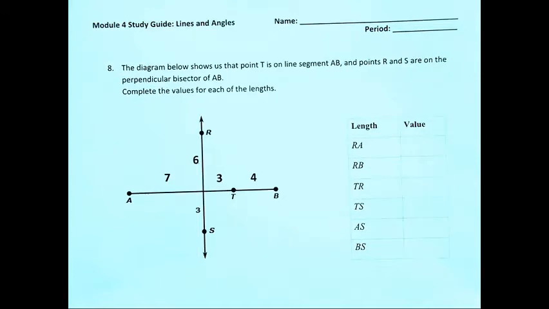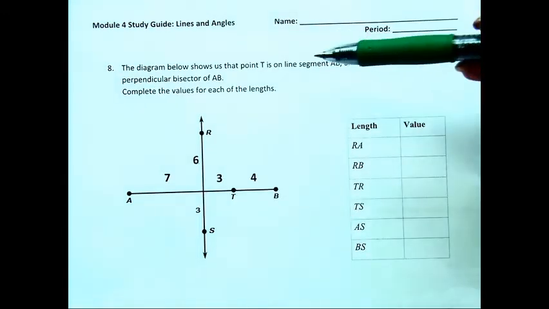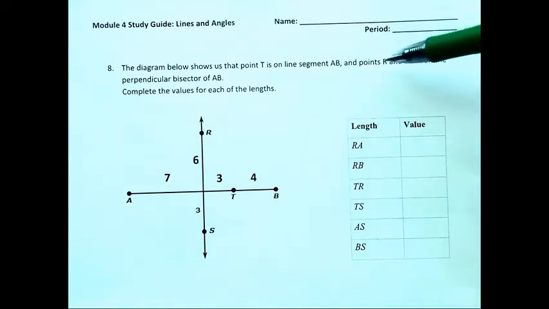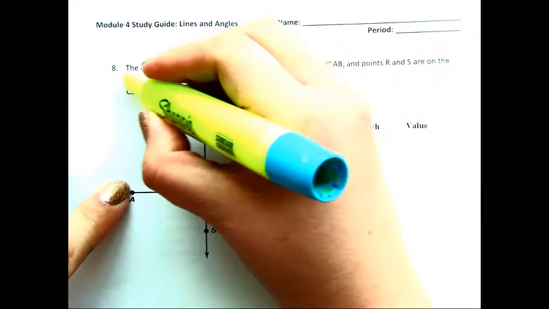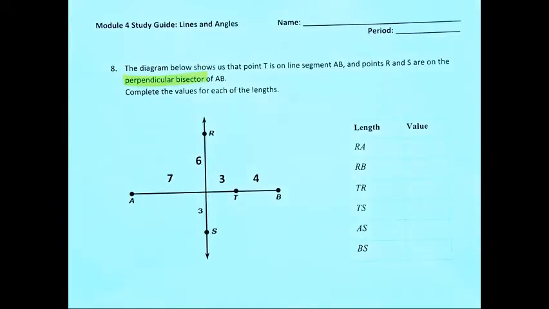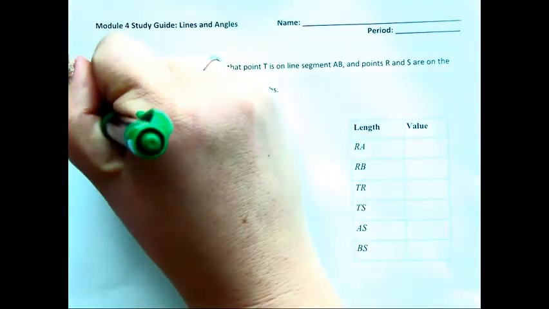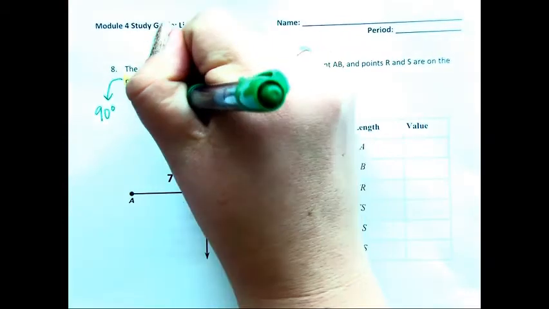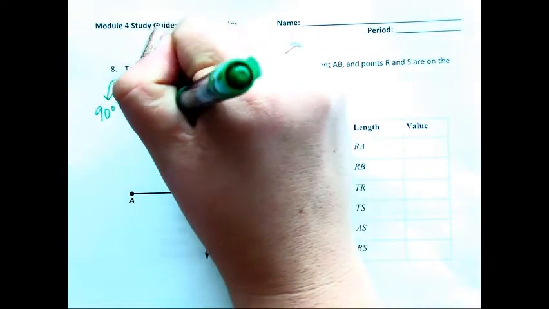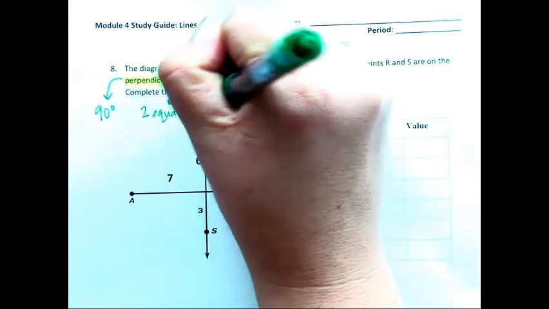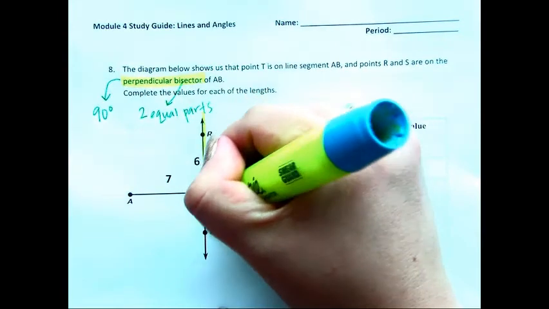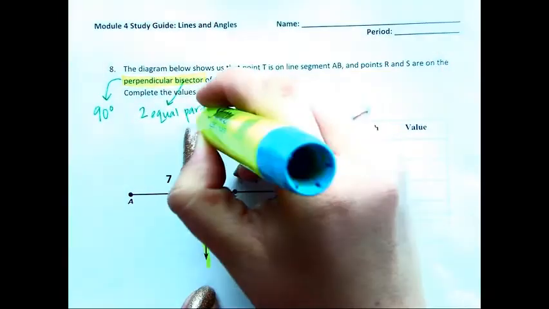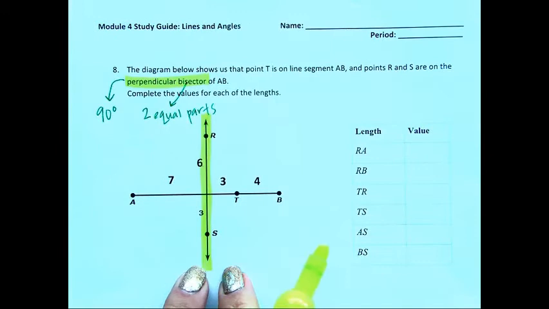Okay, this is number 8. The diagram below shows us that point T is on line segment AB, and the points R and S are on the perpendicular bisector of AB. So we need to understand what a perpendicular bisector is and what it does. Perpendicular means it's at a 90-degree angle, and bisector means it's cutting it into 2 equal parts. So we have R and S on the perpendicular bisector. So this highlighted line here is my perpendicular bisector.